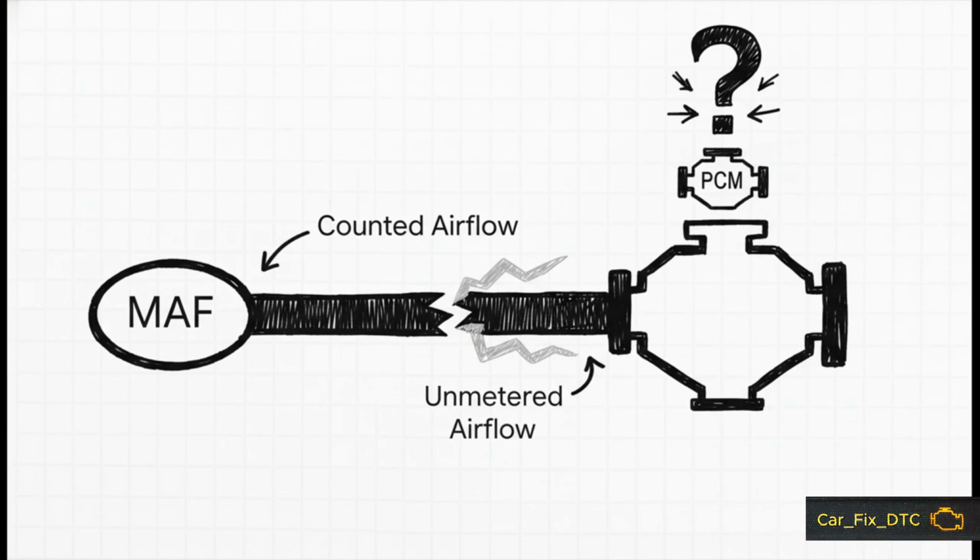Next up, we're hunting for something a little more sneaky, a real phantom culprit, a vacuum leak. This is when air manages to sneak into the engine somewhere after the MAF sensor has already measured it. So you've got this extra unmetered air getting in, and it completely throws off the computer's math. It's a classic case of bad data in, bad performance out.